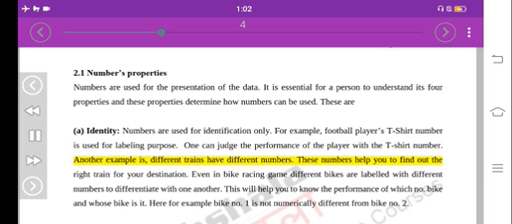Another example is, different trains have different numbers. These numbers help you to find out the right train for your destination. Even in bike racing, different bikes are labeled with different numbers to differentiate them from one another. This will help you to know which bike it is and whose bike it is. Here, bike number 1 is not numerically different from bike number 2.